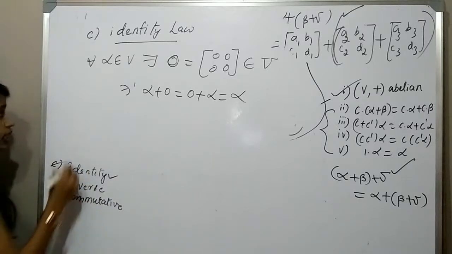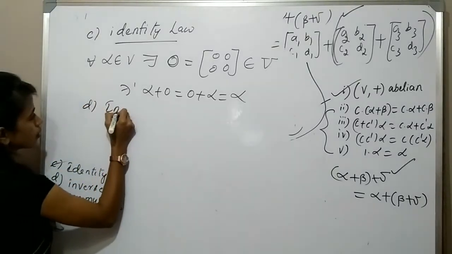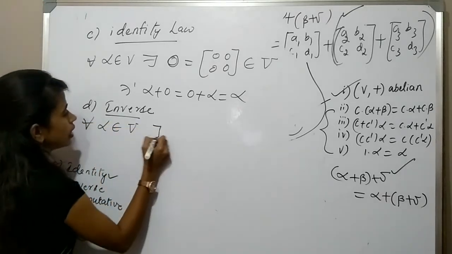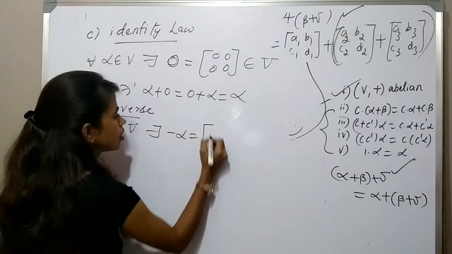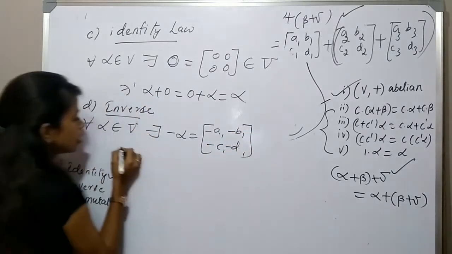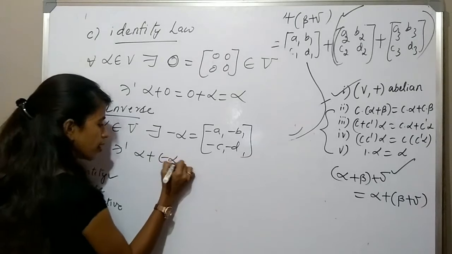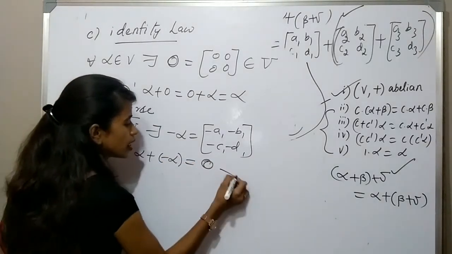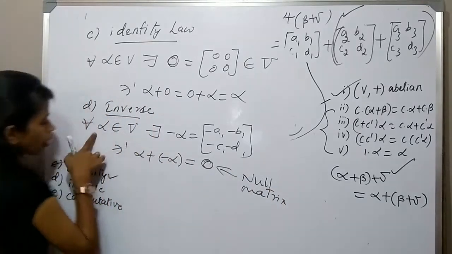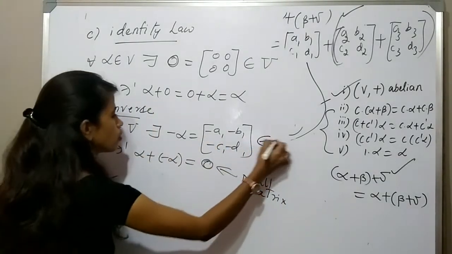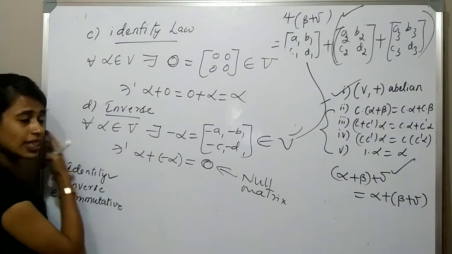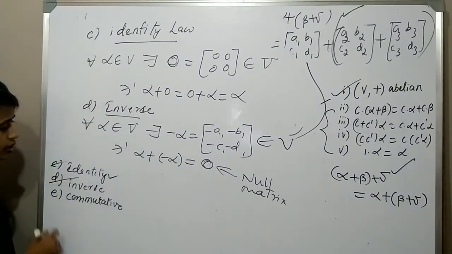That's okay. Next, inverse law. For that, for all alpha belongs to B, there exists minus alpha, that is minus A1, minus B1, minus C1, minus D1, such that alpha plus minus alpha is equal to 0. That 0 is null matrix. For all alpha belongs to B, there exists minus alpha, which also belongs to B, such that alpha plus minus alpha is equal to 0. That is the inverse. Last, commutative.